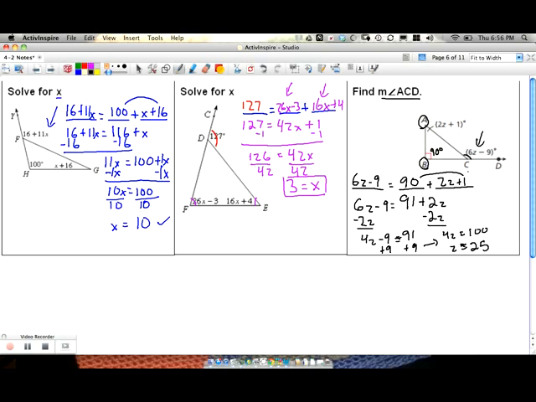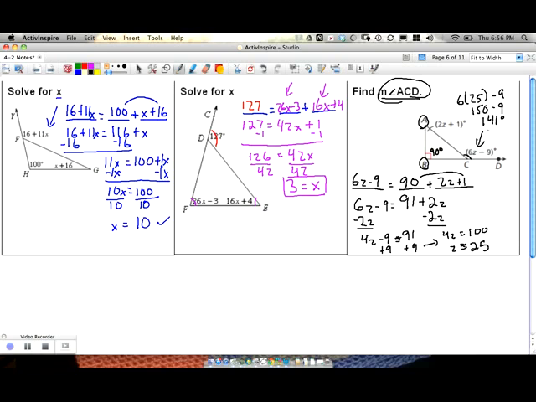Well, 6 times 25, that's like 6 quarters, $1.50 or 150 minus 9. So that's going to be 141 degrees. So now we know it. We know what this angle is. It's 141 degrees. Okay, let's jump to the next one.